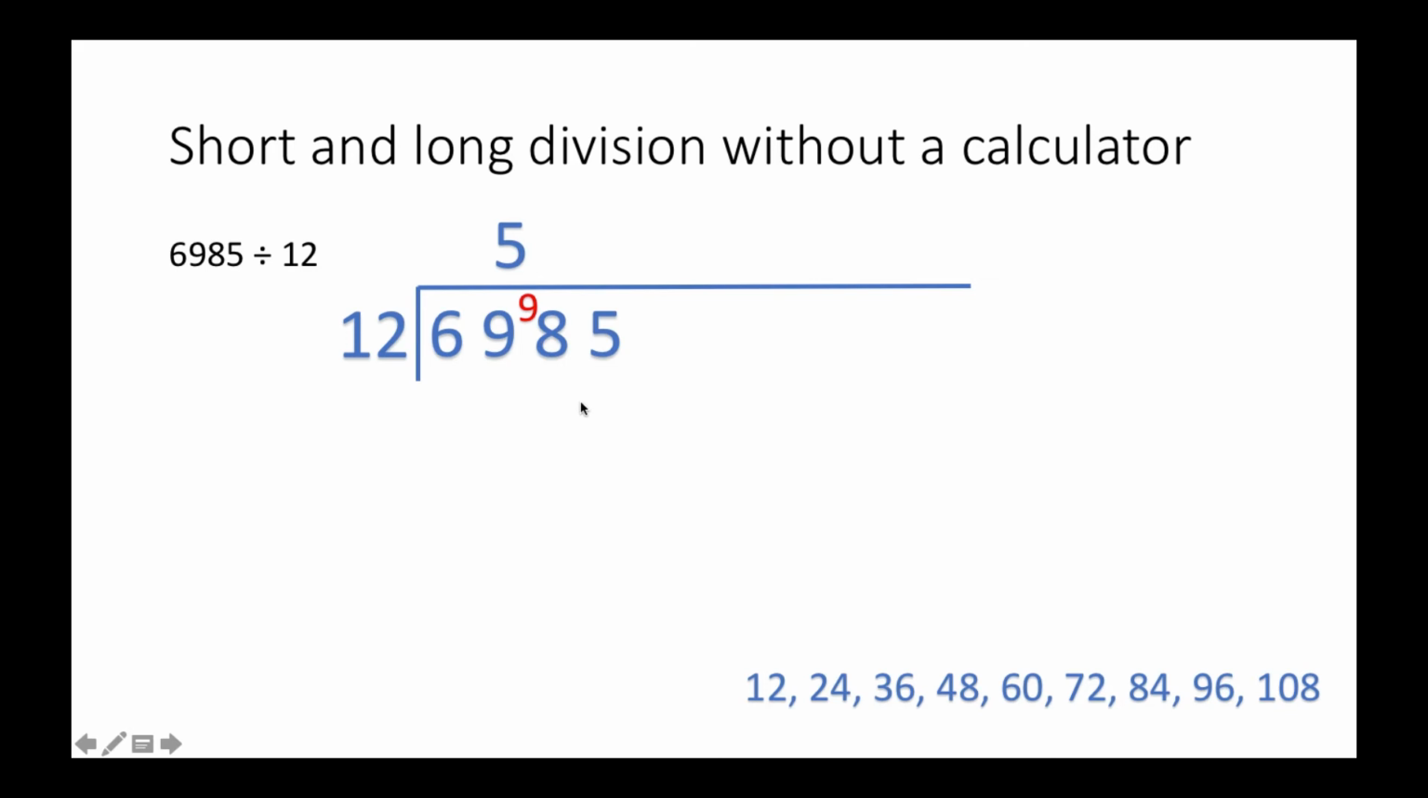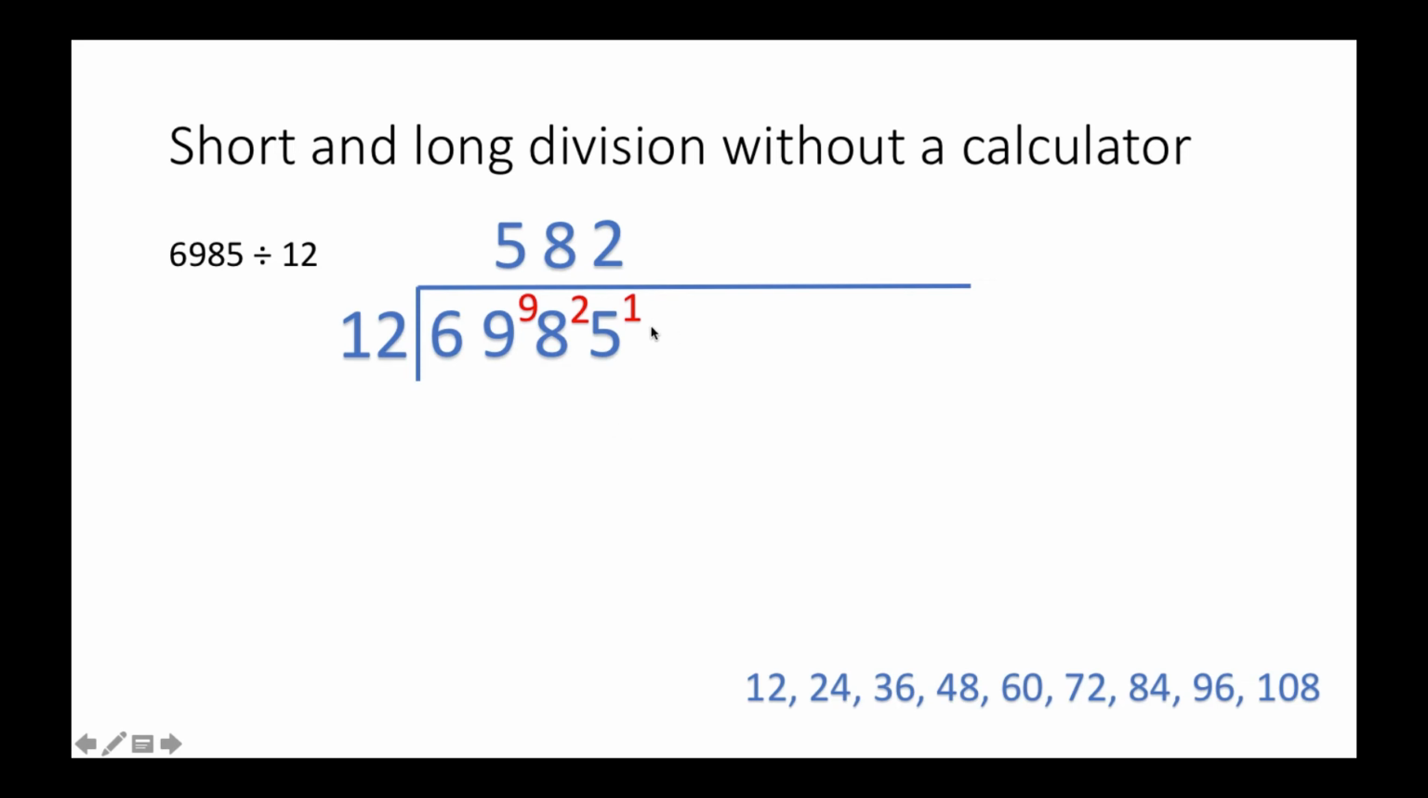So now I've got 98. The closest number I can get to 98 is 96 in the 12 times table. So I've got 1, 2, 3, 4, 5, 6, 7, 8. So 8 will go there. From 96 to 98, I have 2 remainder, and that gives me 25. Looking at my 12 times table, the closest I can get to 25 is 24, which means I can only fit 1, 2. So 2 goes there. And we have a remainder. From 24 up to 25, the remainder will be 1.